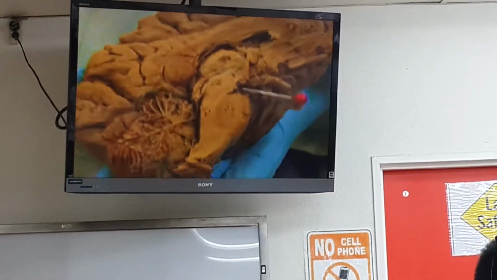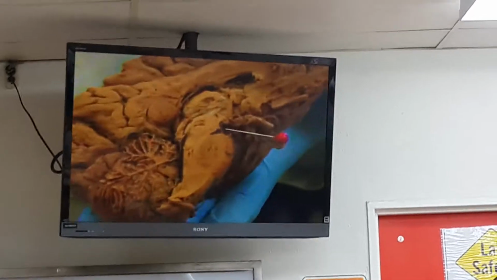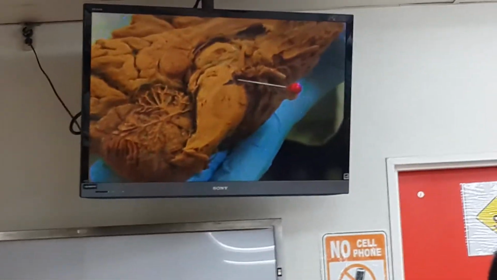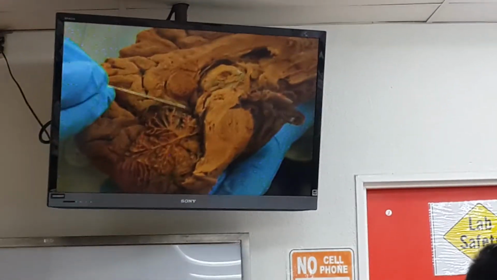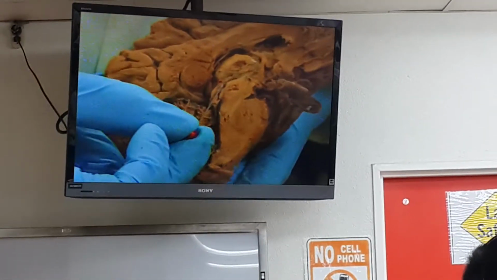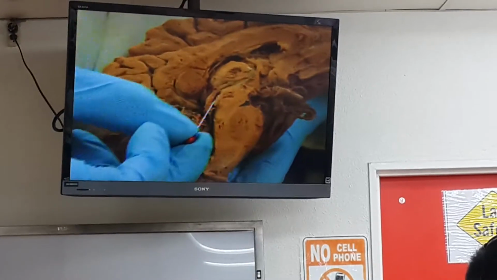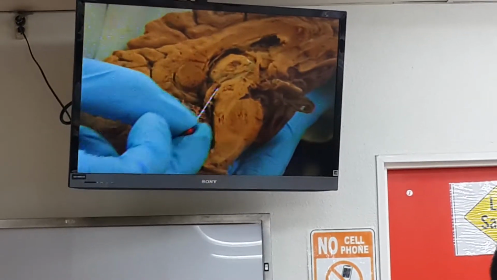It's an oculomotor nerve. You cannot see this nerve in this specimen. Third cranial nerve, oculomotor nerve, attached to the front of the midbrain. And trochlear nerve attached to the back of the midbrain. And the midbrain contains one cavity inside it. That's called a cerebral aqueduct.